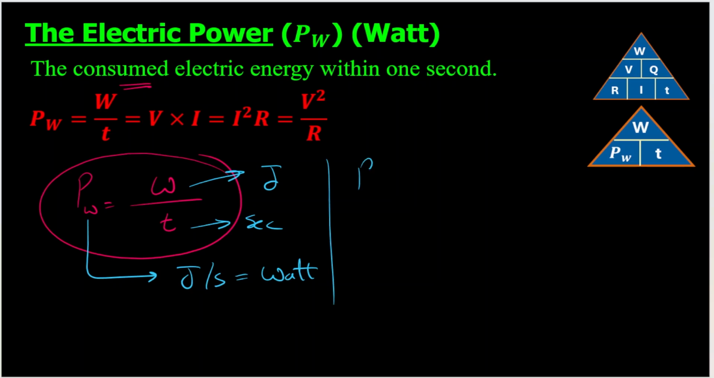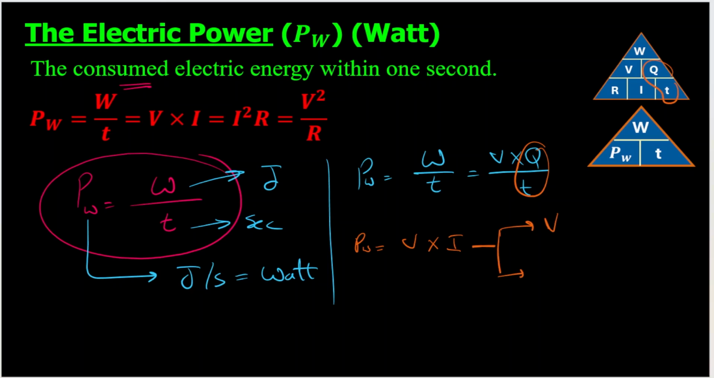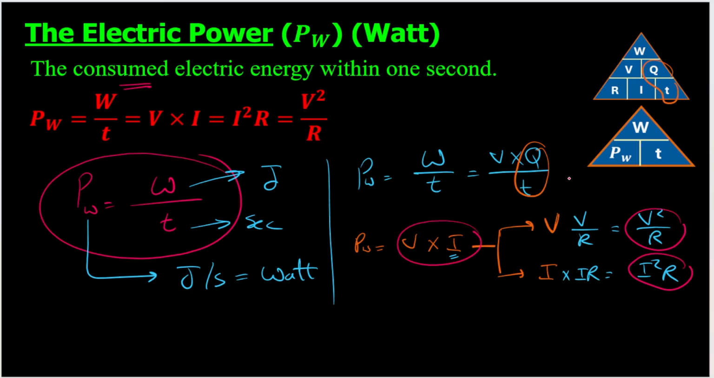So we can do the same. Power is equal to work over time. And we said that work is equal to V times Q, over time. And according to this triangle, Q over T is equal to I. So power is equal to V times I. According to Ohm's law, you can substitute for I or you can substitute for V. If you substitute for I, you will put V over R, so you will have V squared over R. If you substitute for V, it will be I times R, so it will be I squared times R. So to calculate the power, you can use any of these formulas, according to the given.